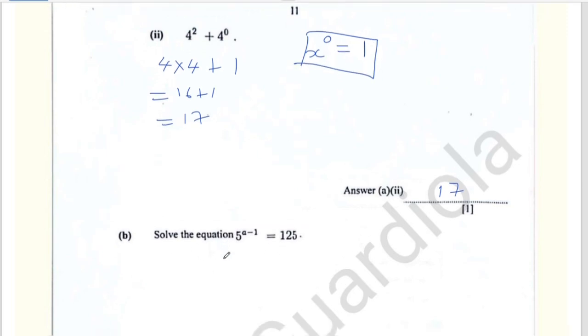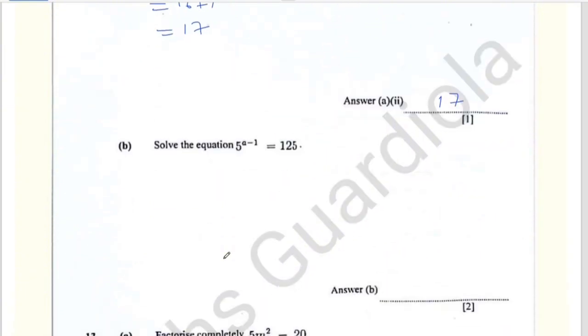Solve the equation: 5 to the power a minus 1 is equal to 125. So this one is quite simple. You can see here that 125 looks like a multiple of 5. More correctly, it is a cube of 5. 5 times 5 times 5 gives you 125. So now we have 5 to the power a minus 1 equals 5 cubed.